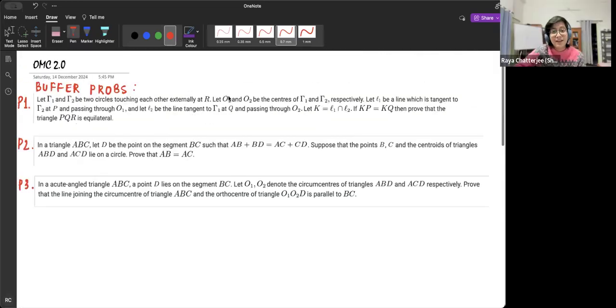So for those of you who already know what we're doing, you can come back to these buffer problems and try them while we go over that stuff. You can take a screenshot of this. I'll wait a few seconds.